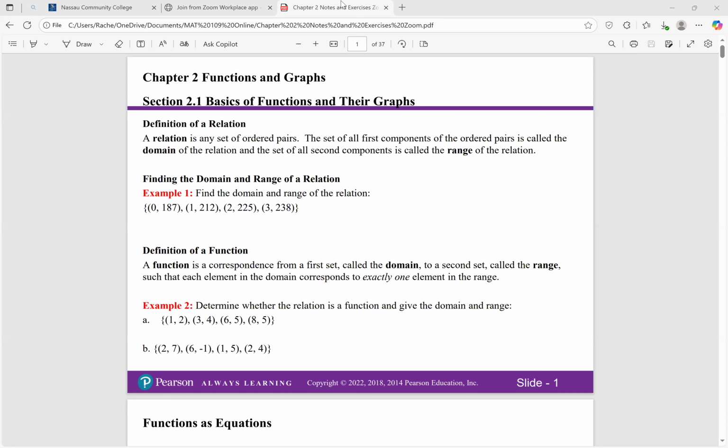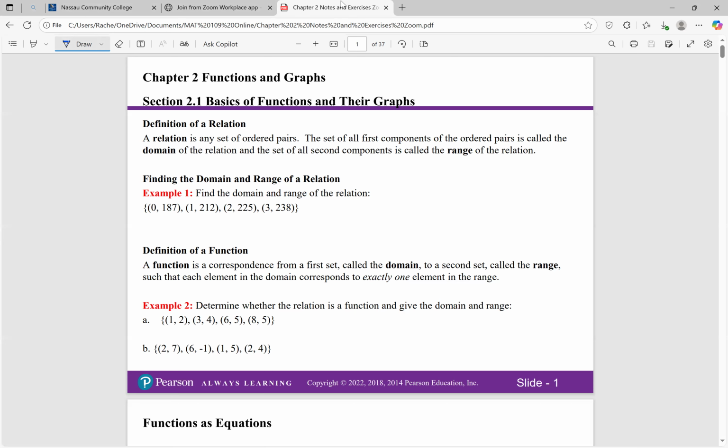The set of all the first components of the ordered pairs is called the domain, and the set of all the second components is called the range. So think of the domain as the set of all the possible x values in the relation, and the range is the set of all the second components, which would be all your y values. So let's look at example 1, finding the domain and range of a relation.